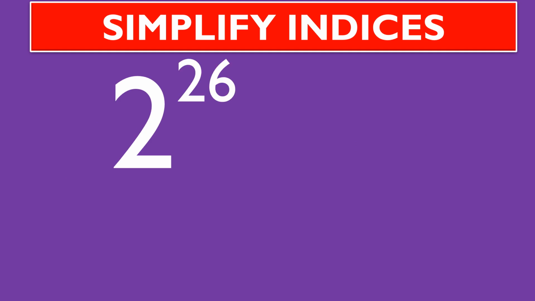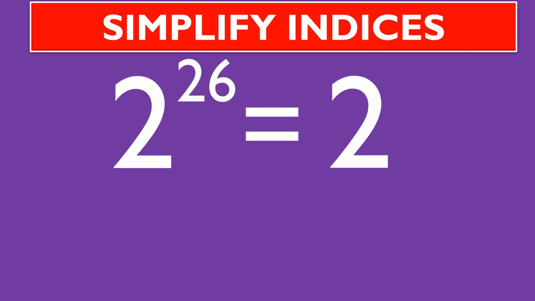Now let's look at 2 raised to the power of 26. If you look at the index, that is the 26, or we can also call it the exponent, we can express this in a different way. And therefore we can say 26 is the same as 2 times 13.